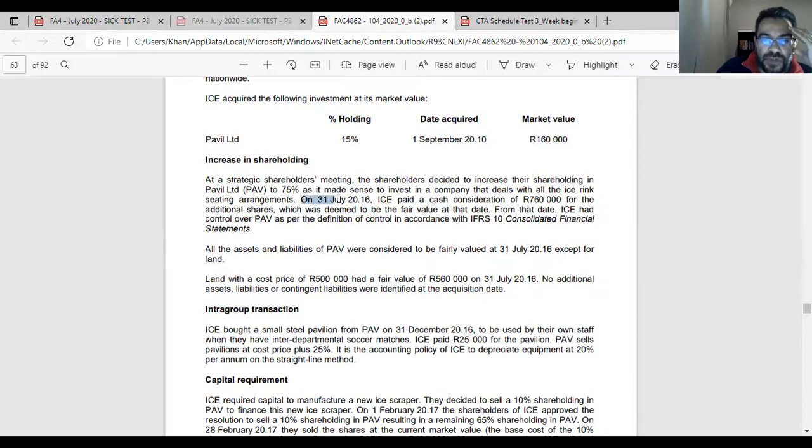On 31 July 2016, ICE paid a cash consideration of 760 for the additional shares. How much do these additional shares represent? 60%. That is the additional shares, which was deemed to be the fair value at that date. So we need to use this 760 to get the fair value of that 15%. So the way we'll do it is as follows.